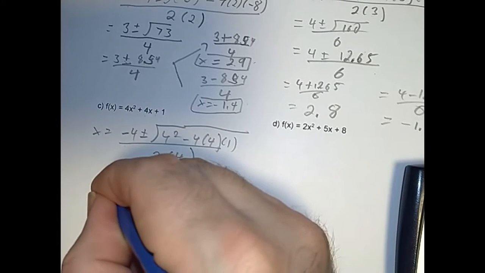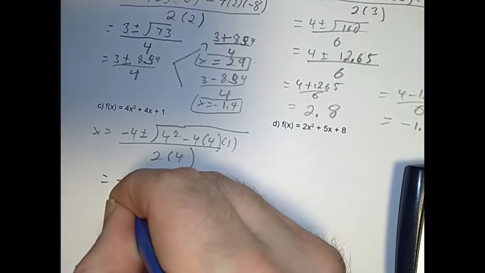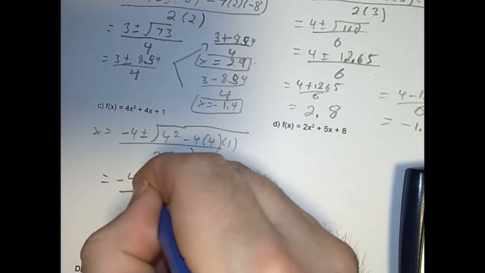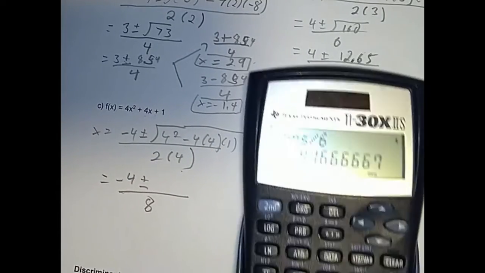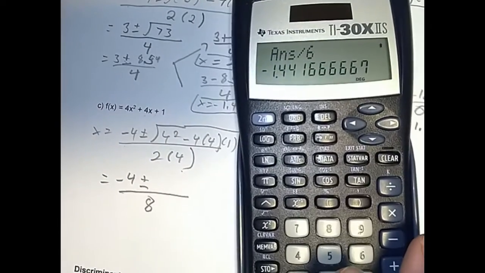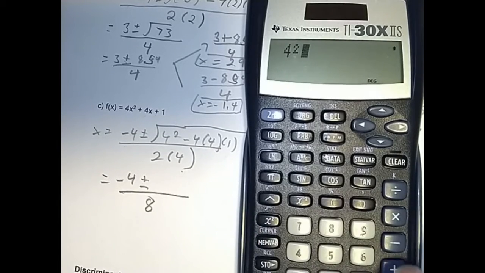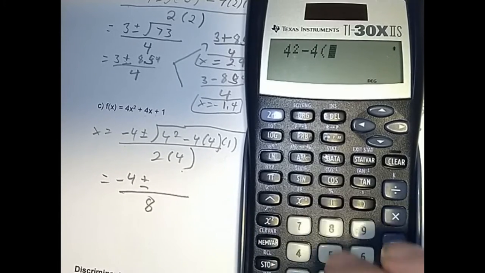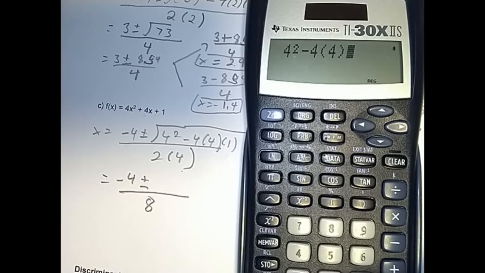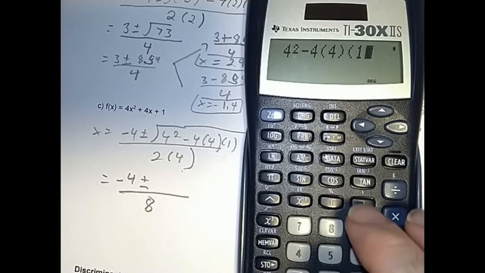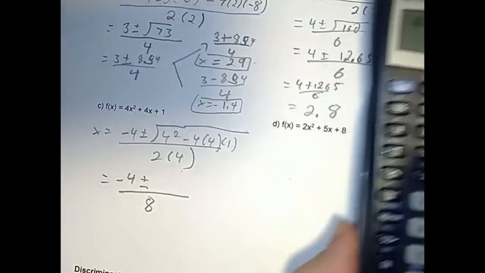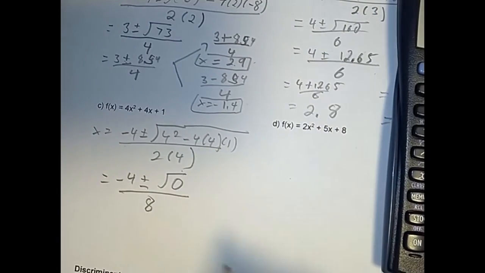Let's put it in the calculator. All over 8 plus minus. So let's see what we get here. So 4 squared minus 4 times 1. Big fat 0 in the square root. So we only have one answer.